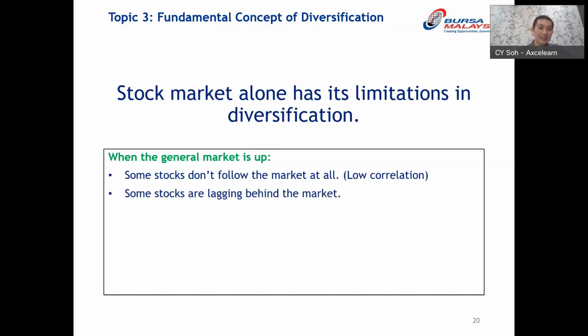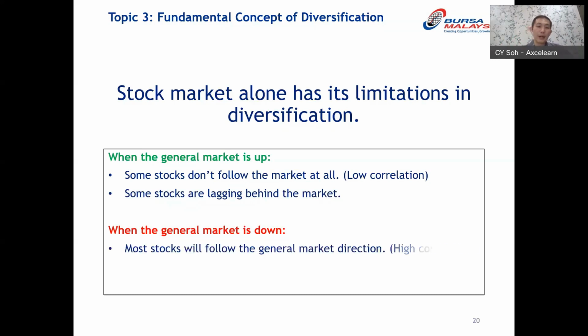The next scenario is when the general stock market is down. Let's say the Dow Jones Industrial Average is down by a lot, 10%, and the S&P 500 comes down by a lot. This is where it also affects the general worldwide stock market, right? Now, most of the stocks will follow the general market direction and come down together. It's very funny. When the market goes up, not all stocks follow together. But when the market comes down, all stocks follow the general market down.